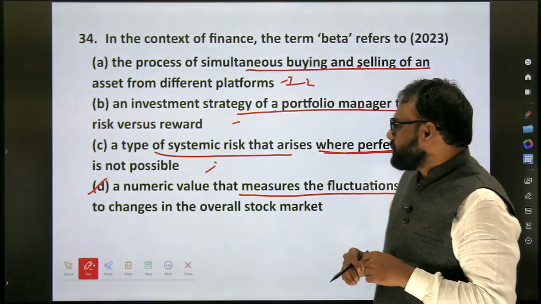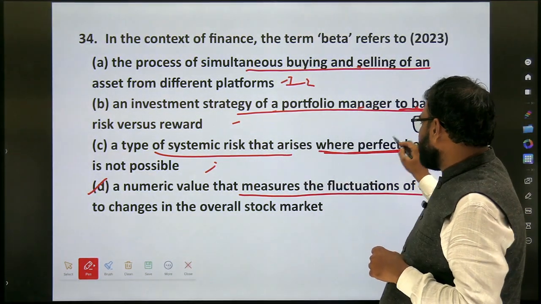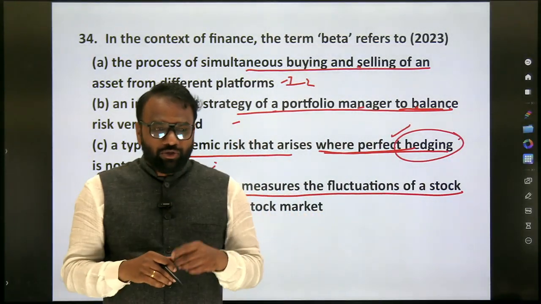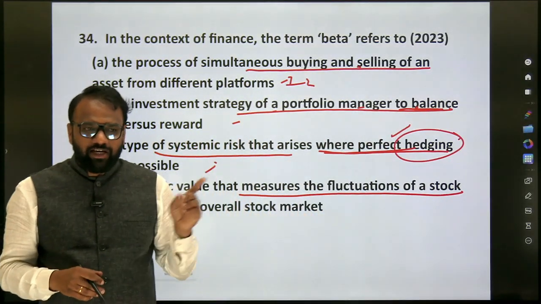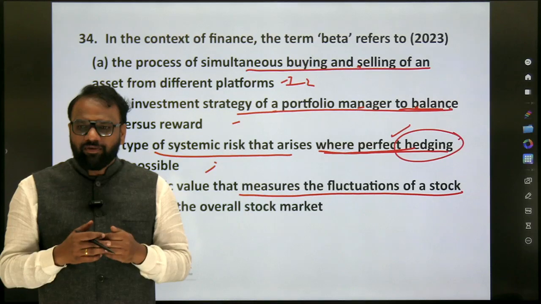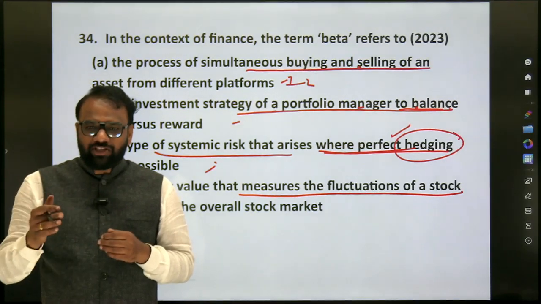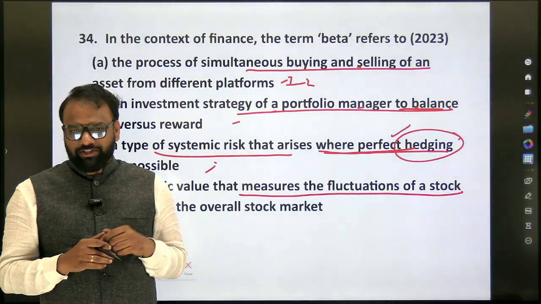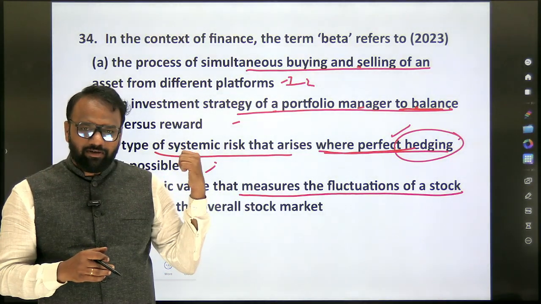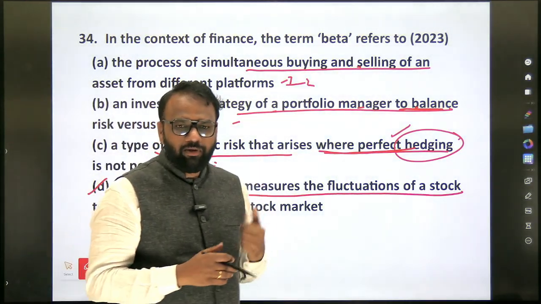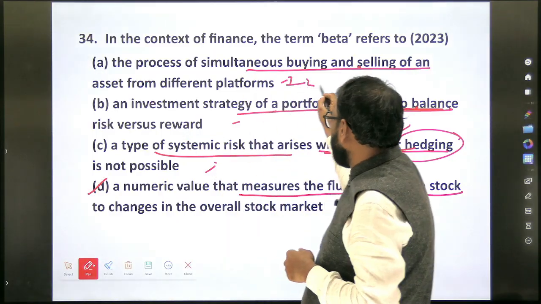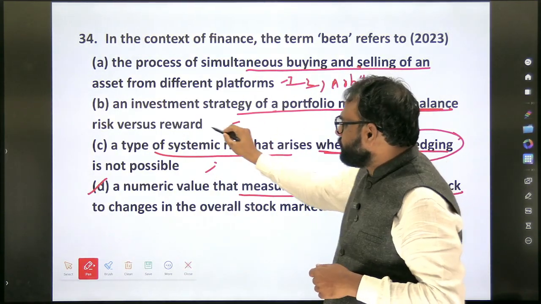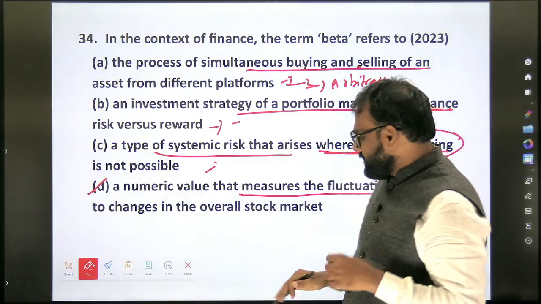A type of systemic risk that arises where perfect hedging is not possible. Here we need to understand what hedging is. Yesterday also we saw hedge funds. What is hedging? To reduce the losses, the extra measures which we sometimes take are called hedging. Did you find out the words? First one is arbitrage. Second one. Later on you can just add it.